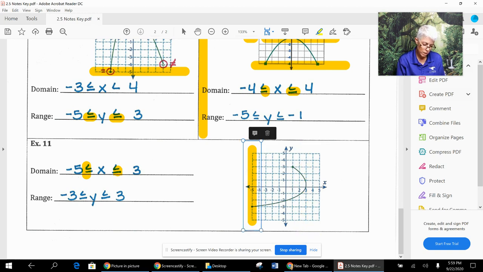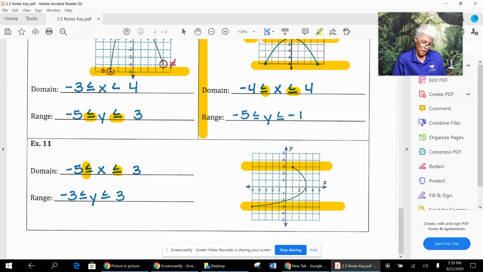And then for the range, again, we're going to start with the lowest value. So it's going to be the -3. It includes the -3. It goes all the way up to the +3. It includes the +3, which again is why I use this symbol here and this symbol here.